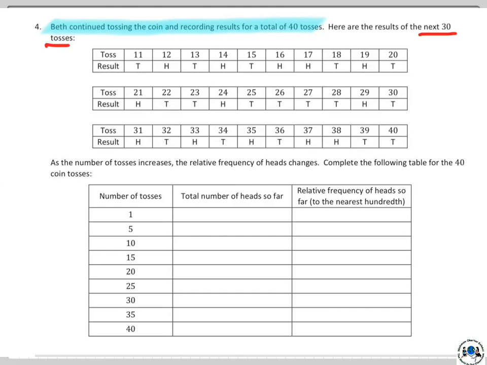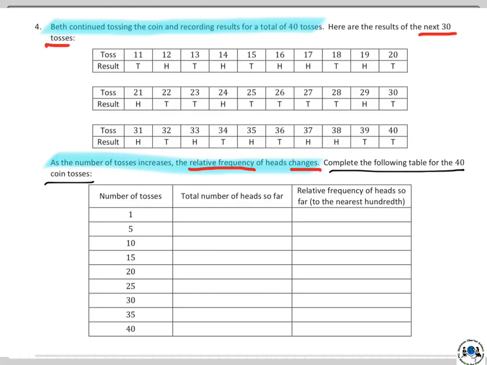And you notice as the number of tosses increases, the relative frequency of heads changes, okay? And we saw that on our graph already. You can see it change. In that case, it leveled off. So what you're going to do right now is go ahead and complete the following table for the 40 coin tosses, okay?